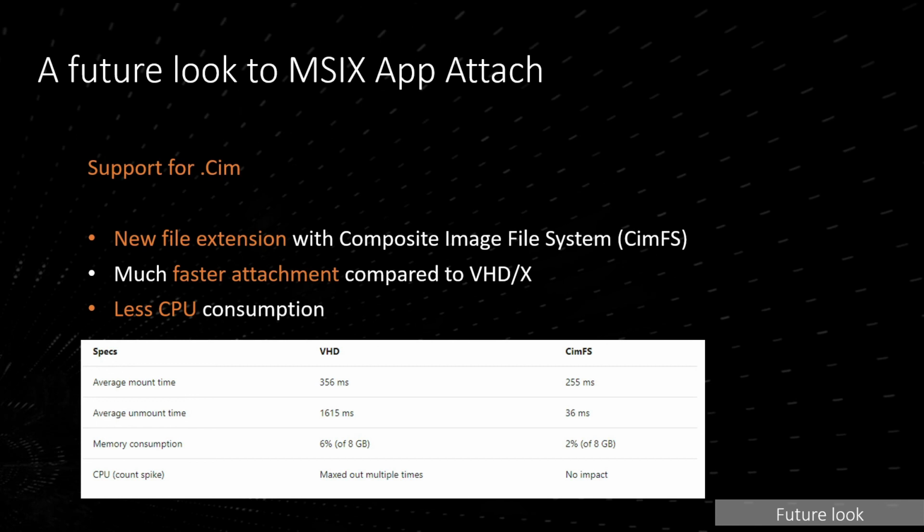Something I'm really also looking into is the support for CIM. CIM is a new file extension with the Composite Image File System, CimFS, which provides a much faster attachment compared to VHD or VHDX. In addition, it also has less CPU consumption, like you can see in the screenshot below, compared to the VHD file system. When I have a look at the average mount time or unmount time, as well as the memory and CPU consumption, I am really curious to see how CimFS is really being used in production.